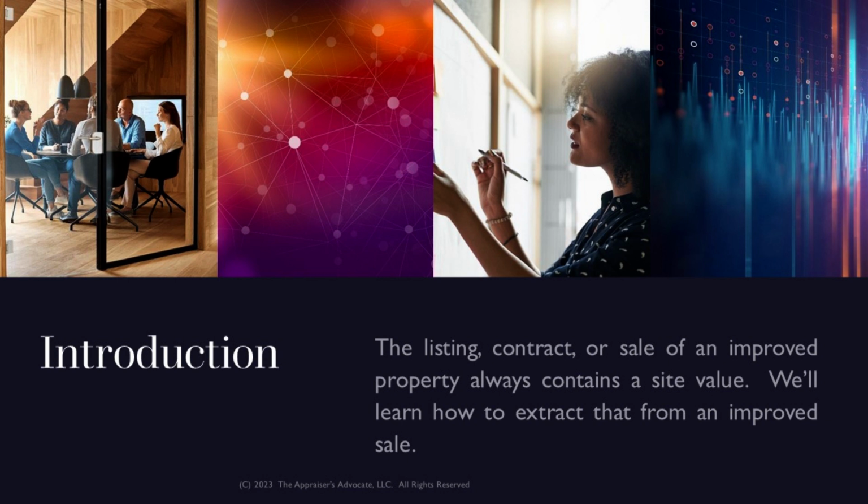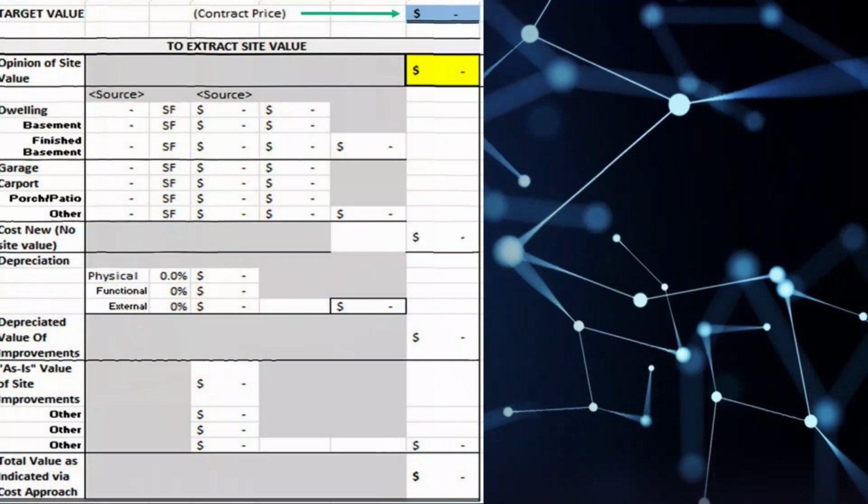Therefore, the appraiser has engaged in neither selection bias nor confirmation bias, two of the most common biases in real estate appraisal. I developed this format to extract site value. This template, as I indicated, is available for a one-time charge of $25. You'll be able to use this format and this protocol for the remainder of your real estate appraisal career.